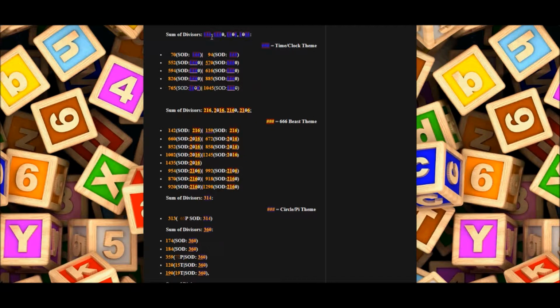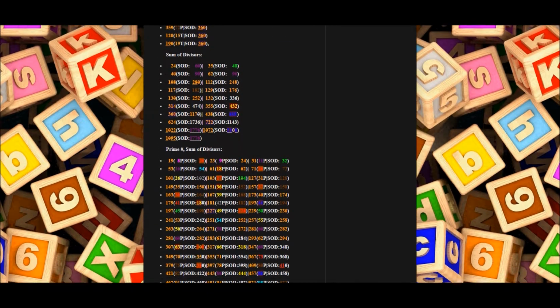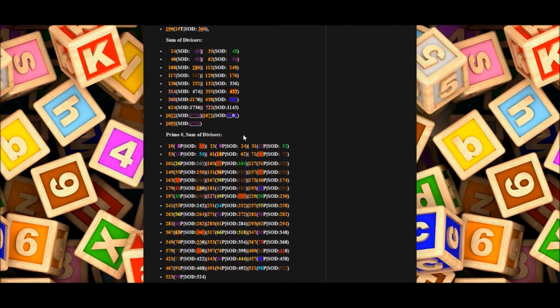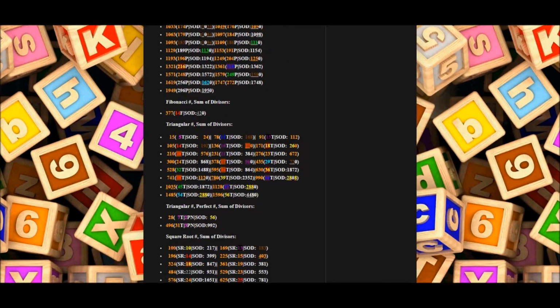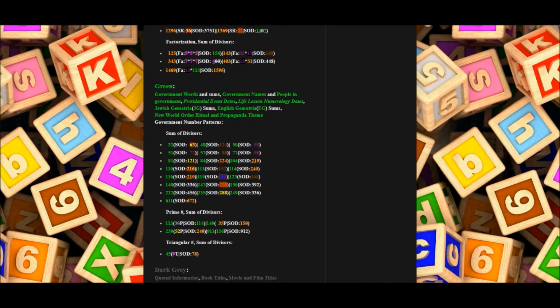Then 144, that's a time relevant connection, time clock, because there's 1440 minutes in a day. And then you have the 314 circle pi theme, and 360. Then there's just the sum of divisors, the prime sum of divisors, which is the load. Then you got the Fibonacci number sum of divisors, triangular sum of divisors, triangular perfect number sum of divisors, root number sum of divisors, square root number sum of divisors, factorization sum of divisors. And what I mean by factorization is they're just special factorizations that are interesting, so I put them there.